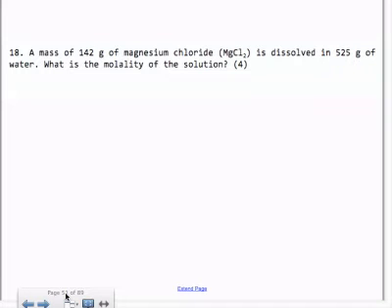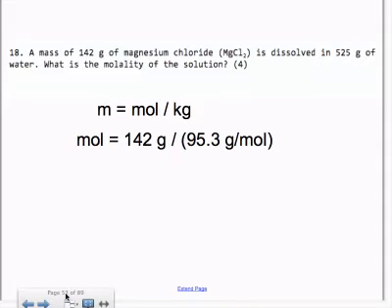Okay, a mass of 142 grams of magnesium chloride is dissolved in 525 grams of water. What is the molality of the solution? Okay, molality is similar to molarity, except it's moles per kilogram rather than moles per liter. So we're going to do a very similar calculation. We've got the grams though, so we need to get the moles first. So 142 grams divided by 95.3 grams per mole. That is what magnesium chloride would weigh.